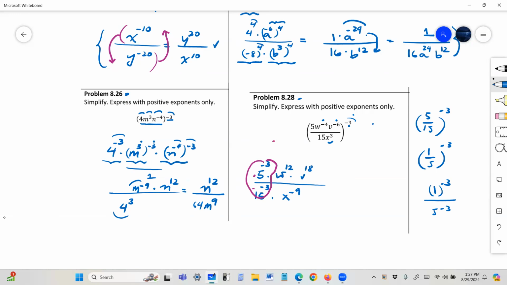Both exponents have to be converted to positive. So this goes up and this goes down. So I will have 5 to the third as my numerator, and I will have 1 to the third as my denominator. Now, obviously, 1 to the third is just 1, and 5 to the third is 5 times 5 times 5, which is 125. So I have the numerical part. Both of these stay in the numerator because they are already positive.